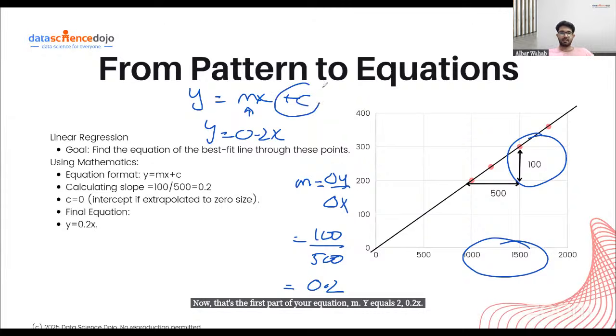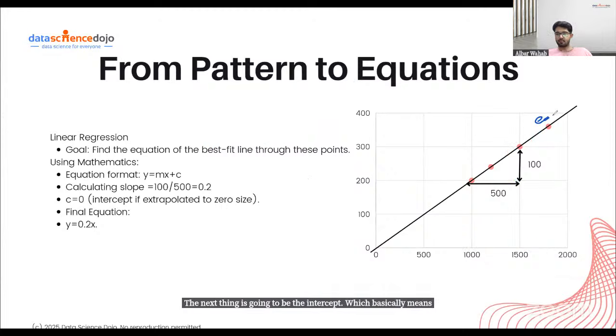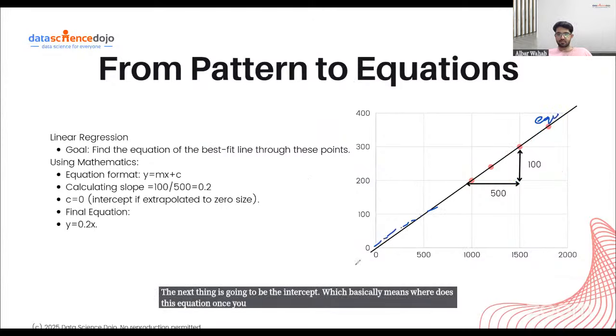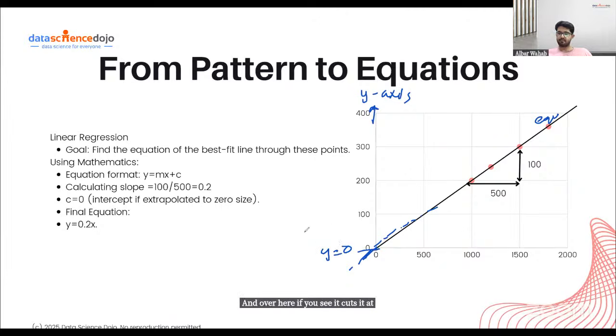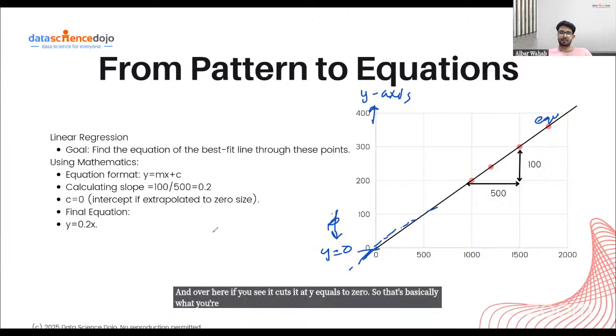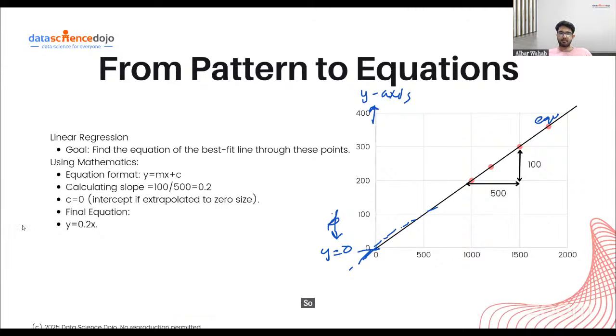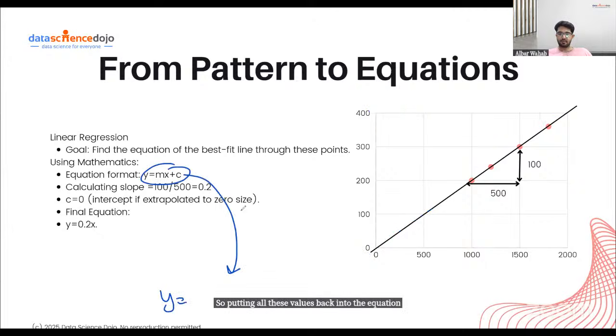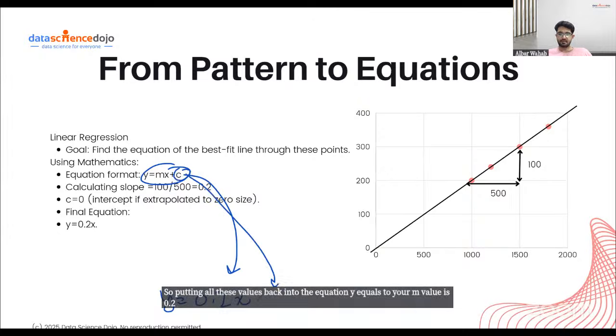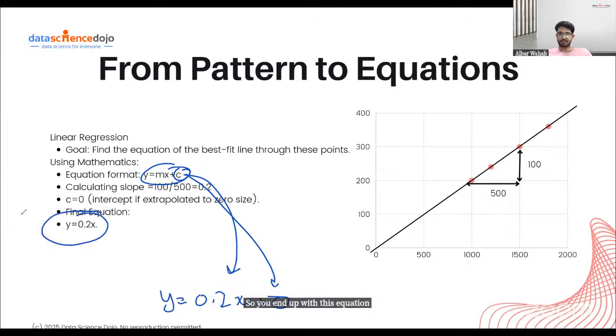The next thing is going to be the intercept, which basically means where this equation, once you extrapolate it, cuts the y-axis. And over here, if you see, it cuts it at y equals 0. So that's what your intercept is going to be. So putting all these values back into the equation, y equals, your m value is 0.2, and your c value is 0. So you end up with this equation: y equals 0.2x.